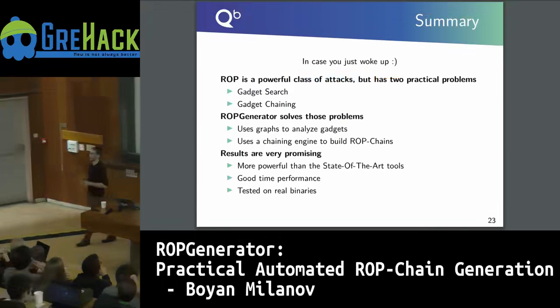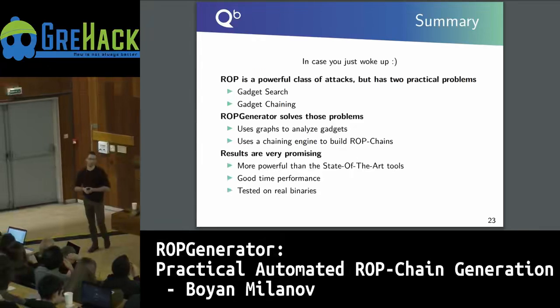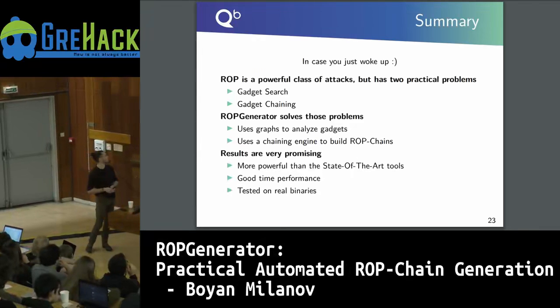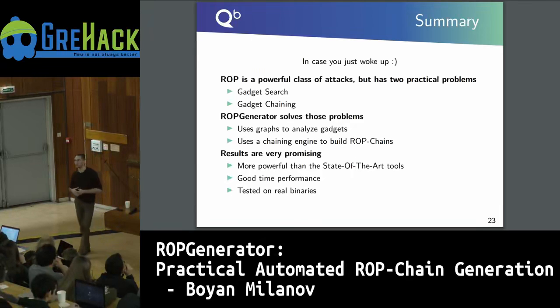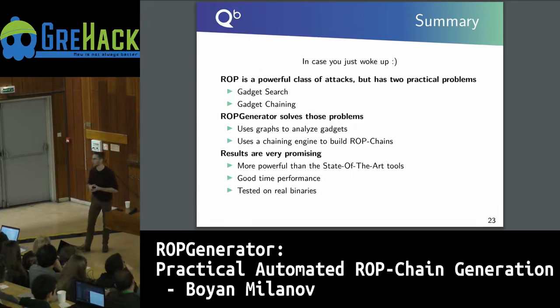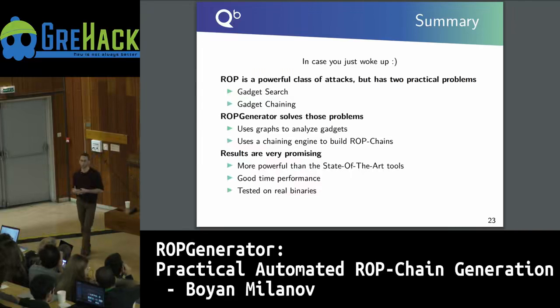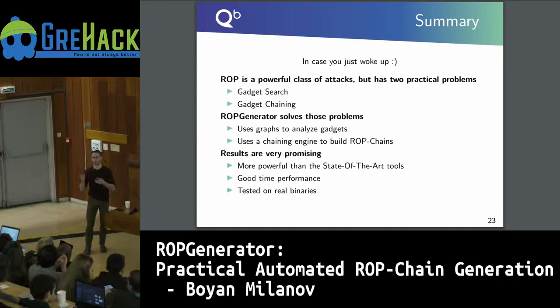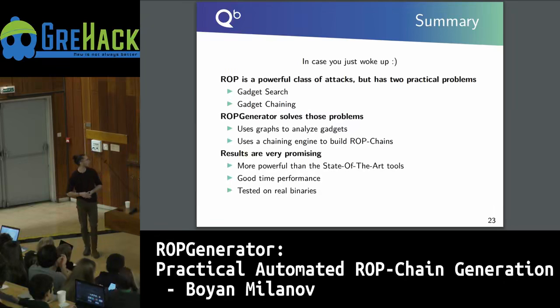Okay, I have one last slide, just a quick summary. What we've seen today in this presentation is that we described ROP, which is a powerful class of attack, but you have two main problems when you try to do ROP: gadget search and gadget chaining. We saw how ROPGenerator tries to solve those problems by using graph representations for gadgets and a custom search engine. And then we could see that the results were quite promising.